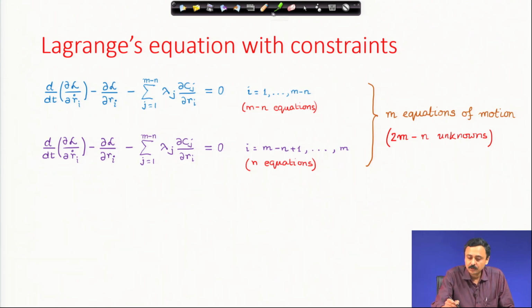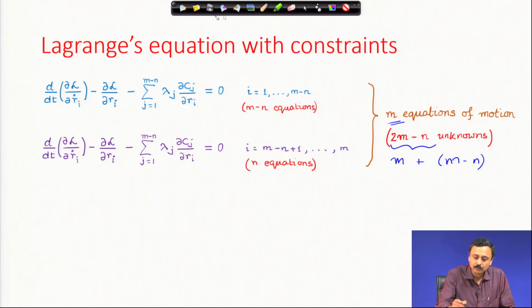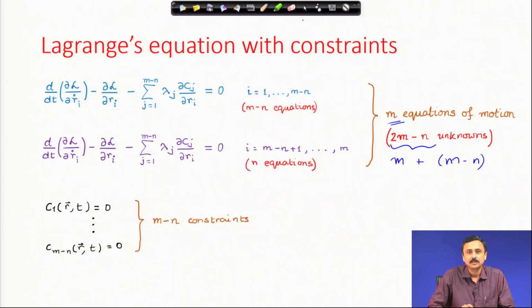How 2m minus n unknowns? Because we had m unknowns plus m minus n Lagrange multipliers, and that is how I get 2m minus n unknowns. But equations are only m because there are m physical coordinates. It is not to be forgotten that we also have the constraints with us, exactly m minus n constraints, and that will close the whole system.